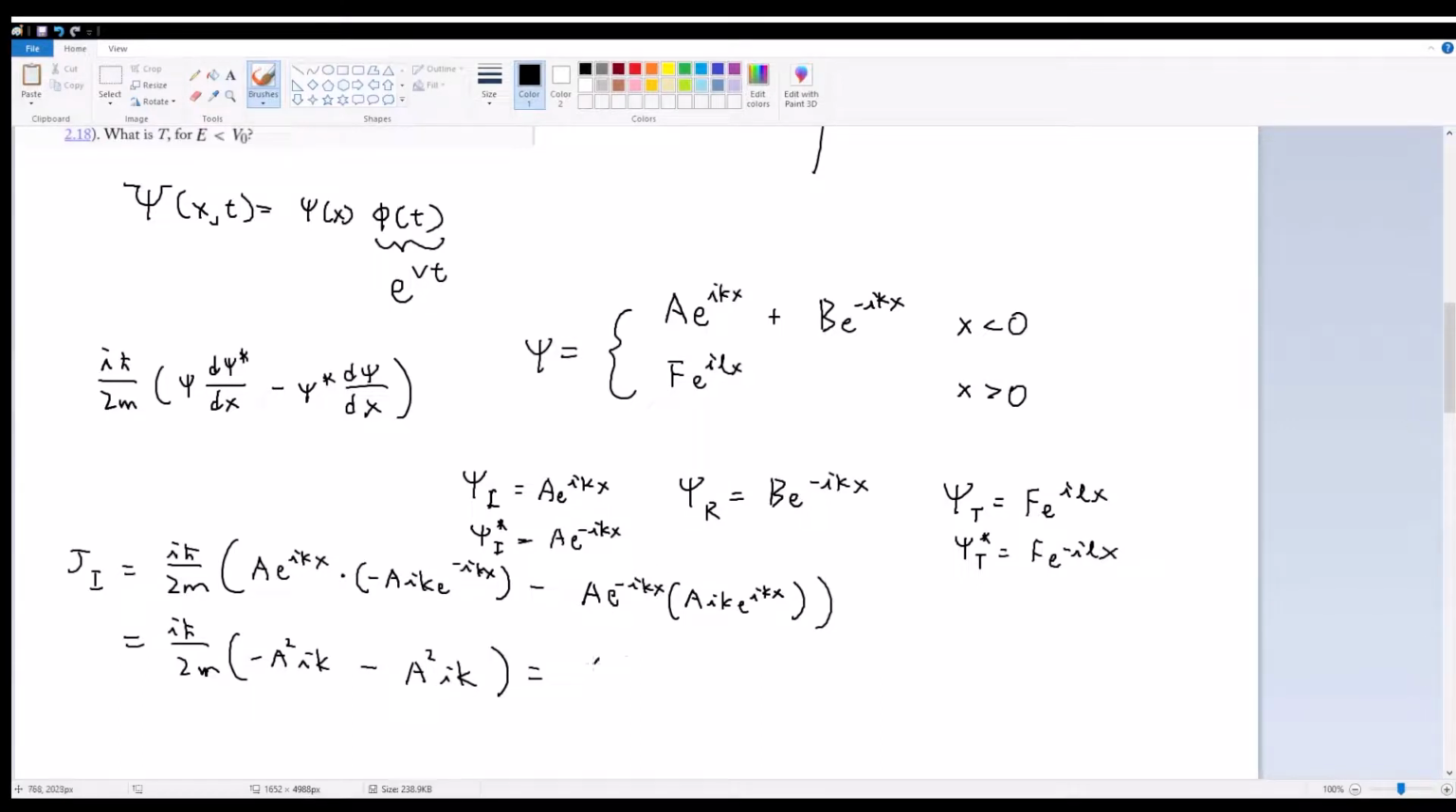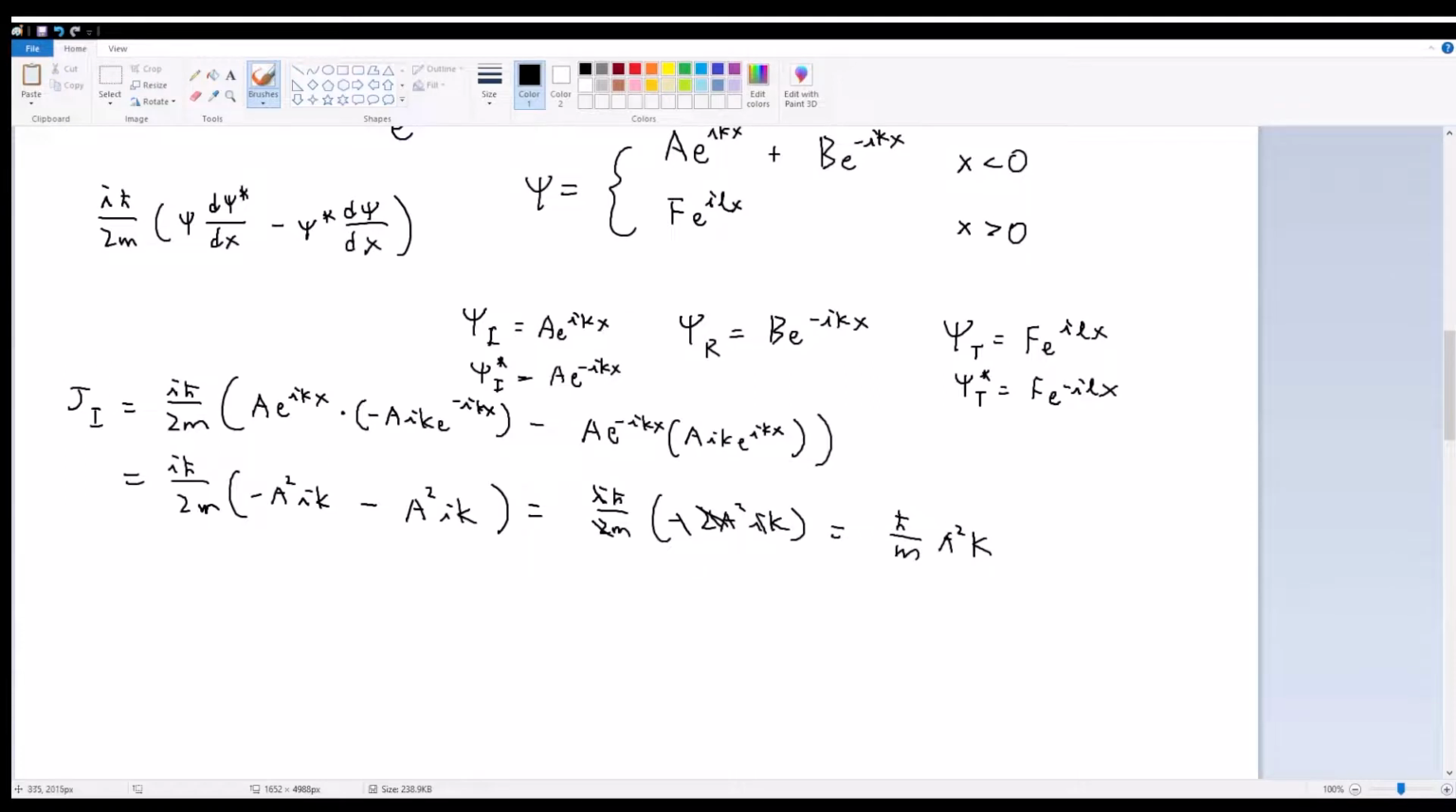This is going to be i h bar over 2m times negative 2a squared i k. The i's cancel and make a positive, so this is going to be h bar over m. The 2's cancel, the i's cancel with the negative here, and we're left with h bar over m a squared times k.